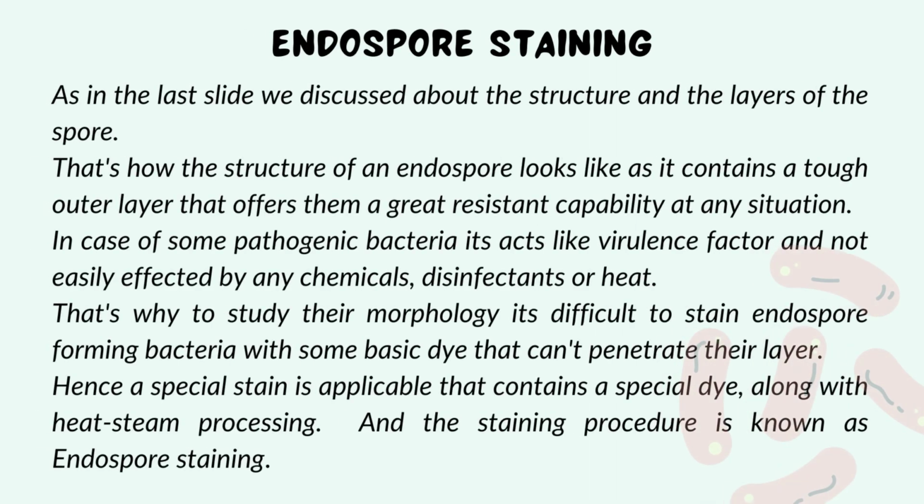Now we are coming to the main point, endospore staining. As in the last slide we discussed the structure and the layers of the spores, an endospore contains a tough outer layer that offers great resistance in any situation. In some pathogenic bacteria, it acts like a virulence factor and is not easily affected by chemicals, disinfectants or heat. That's why, to study their morphology, it's difficult to stain endospore forming bacteria with a basic dye that can't penetrate their layer. Hence, a special stain is applicable that contains a special dye along with heat processing, and the staining procedure is known as endospore staining.